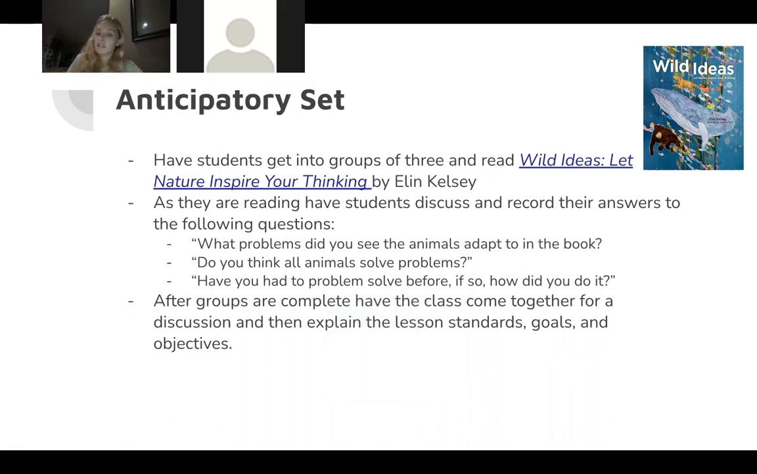After groups are complete, have the class come together for a discussion about all of their answers and what they enjoyed about the book. Then explain what the lesson activity is going to be, what the standards, goals, and objectives are.